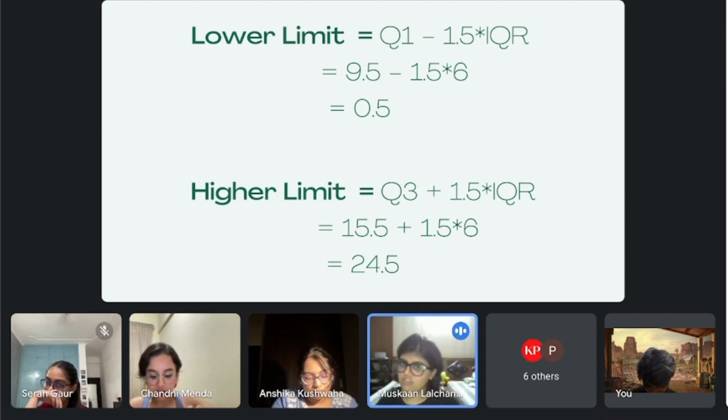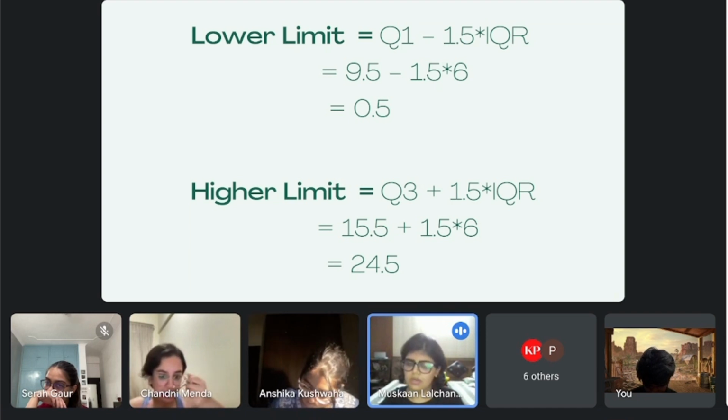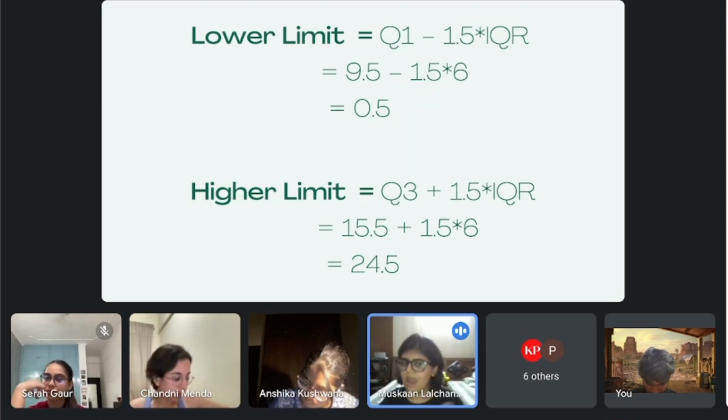So now we have a range of 0.5 and 24.5. In our data set, if a number is lower than 0.5, which is lower than the lower limit, then we will cast it out as an outlier. Similarly, if a number is greater than the higher limit, we will cast it out as an outlier.